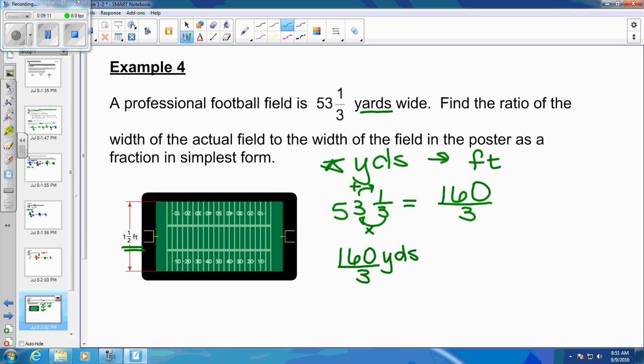And I want to convert to feet. And I know that there are 3 feet in 1 yard. My yards simplify. Also, the 3's are going to simplify as well. So when I get 160 feet for my final answer.